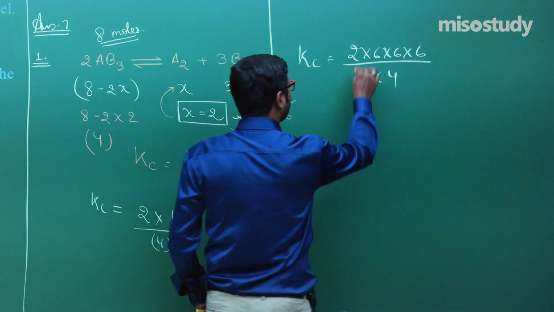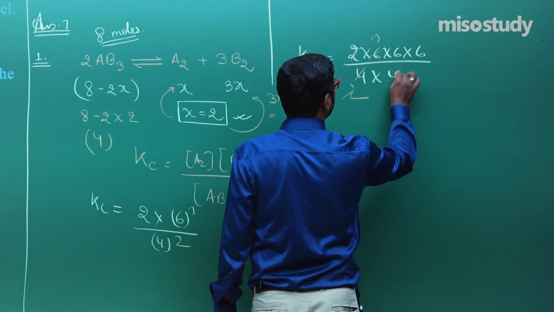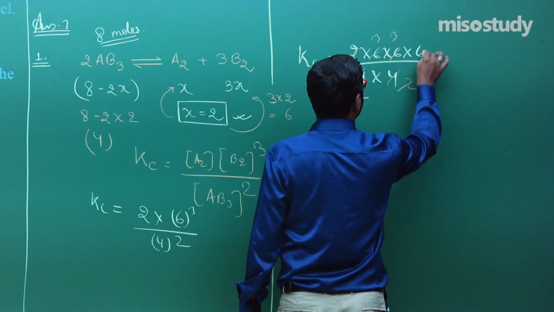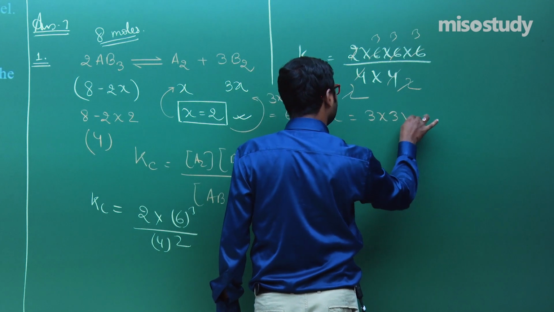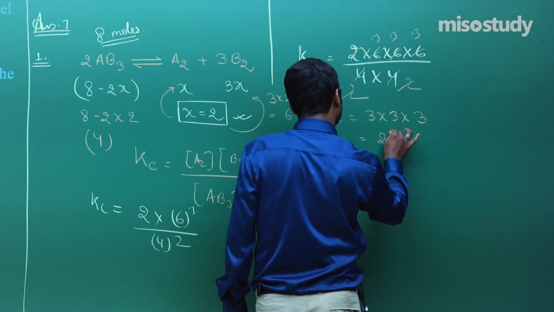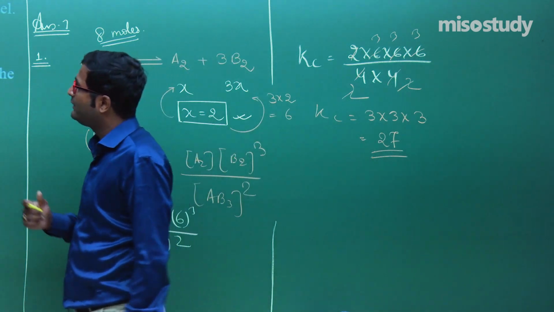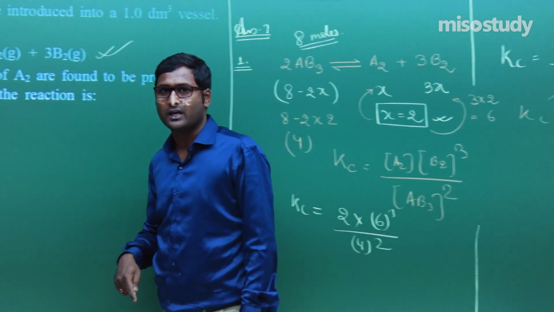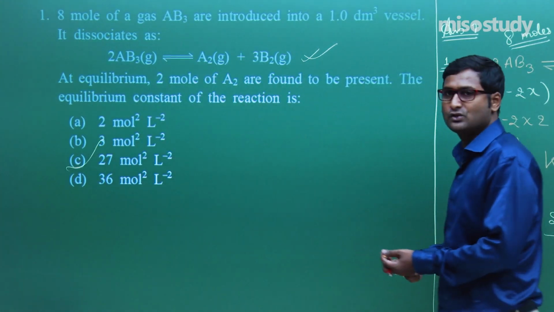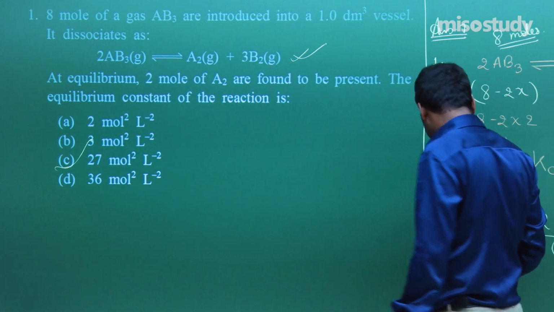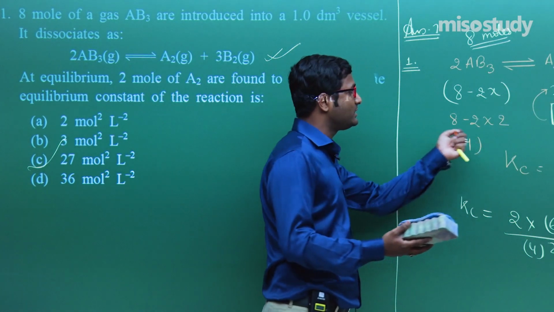Clear? Now, clear to you? What will be the value? That is Kc is equal to 3 into 3 into 3, that is 27. So in this case, what is the value of the equilibrium constant? I am moving here, check it out. That is C, 27 mole square per liter square. You can easily solve such kind of questions. Clear, friend? If you have any doubt, you can check it out.